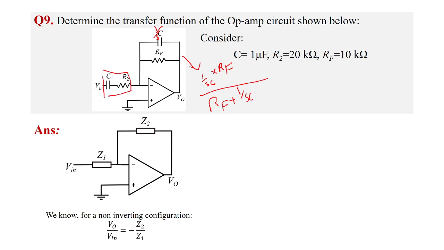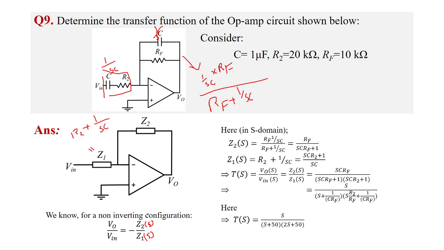Z1 is this impedance, right? So 1 by SC and resistance R2 kept in series. So what is Z1? Z1 will be equal to R2 plus 1 by SC. Okay, we just need to substitute in this equation. So Z2 of S by Z1 of S, we just need to substitute that equation here.